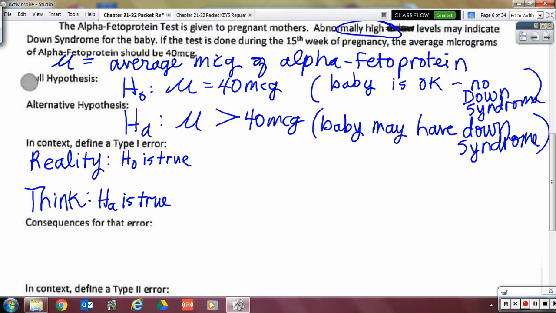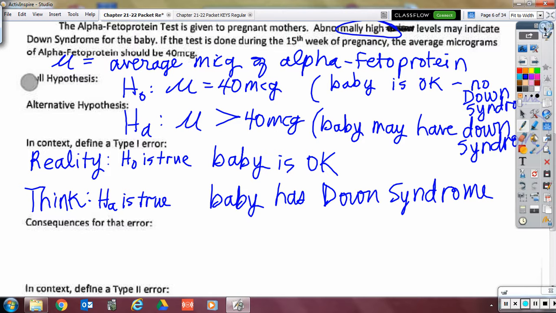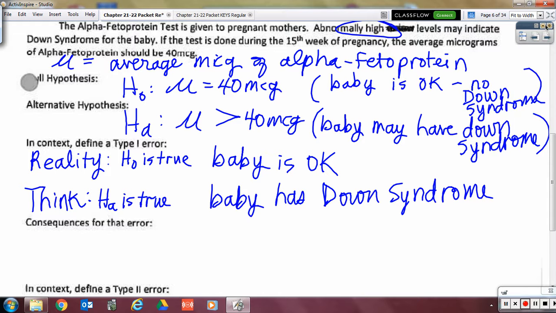Okay, so that's the basics. Now let's write down what's going on. The reality is the baby is okay. But we got a sample that made us reject that and makes us think that the baby, what? Yep, that the baby has Down syndrome. Do you see how if I do this top part, it makes all the rest so easy? If you take the time and do this top section right here, it makes everything else super easy.